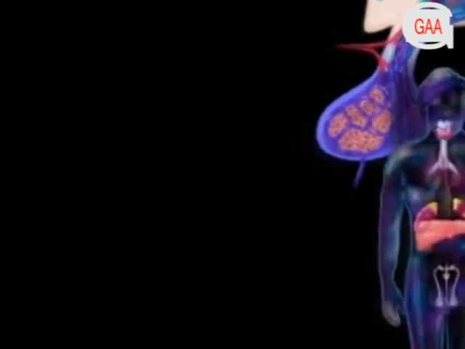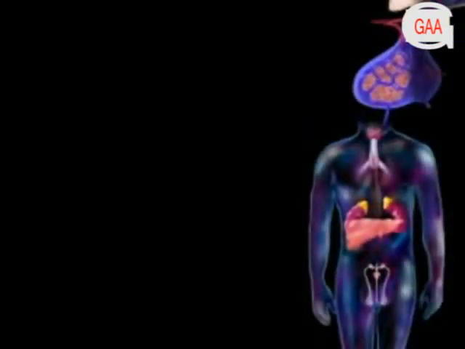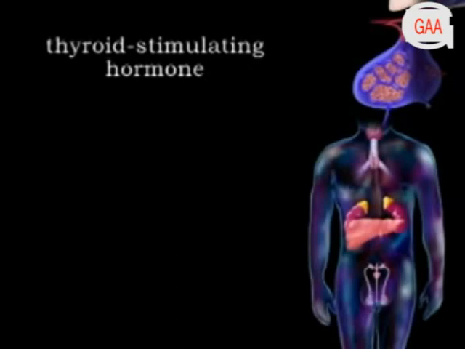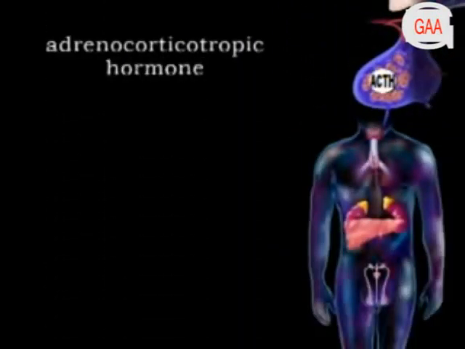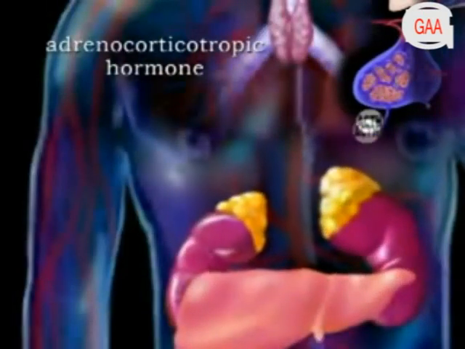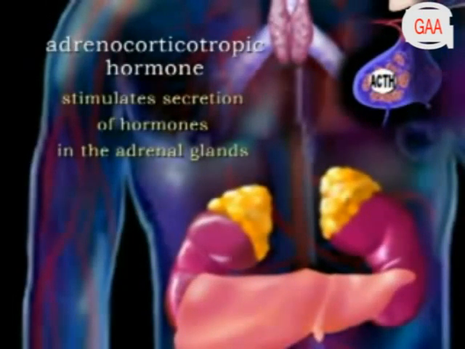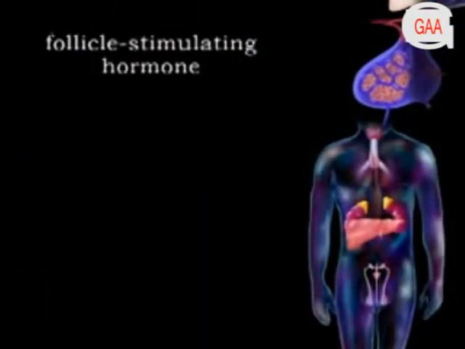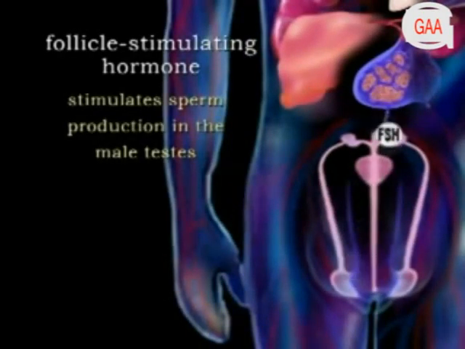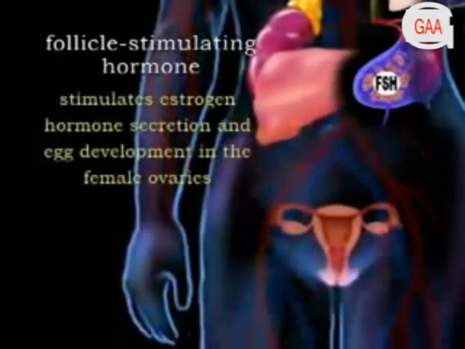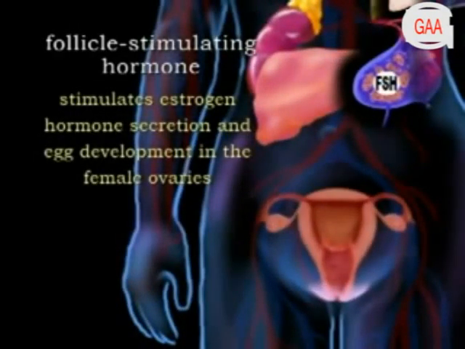The hormones produced by the anterior pituitary gland include thyroid stimulating hormone or TSH, which triggers the thyroid gland to secrete thyroid hormone. Adrenocorticotropic hormone or ACTH stimulates secretion of hormones in the adrenal gland. Follicle stimulating hormone or FSH stimulates sperm production in male testes as well as estrogen hormone secretion and egg development in ovaries.